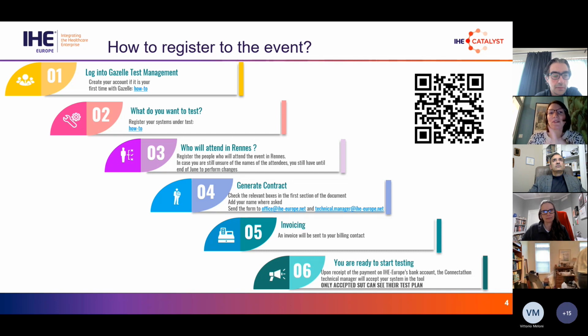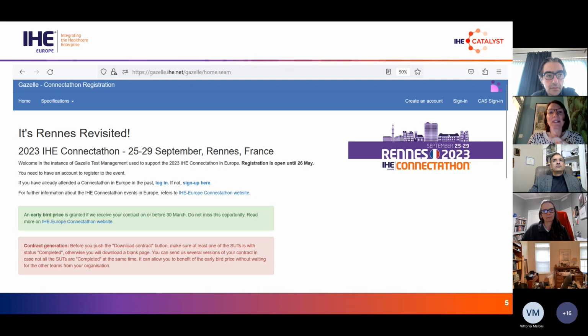To register to the event, you will first need to go to Gazelle Test Management, the tool we use to manage the Connectathon, from the registration to the publication of the results. You will have to create your account if you are new, register your system, tell us who will attend in Rennes, and generate your contract. Then we will invoice you and you will be ready to start testing. So here is the Gazelle homepage.